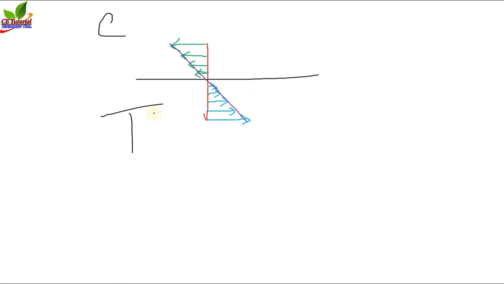Okay, now this bending stress diagram has two kinds of stress. One is compressive stress above the neutral axis, and the tensile stress below the neutral axis. And the shape of this compressive stress is nothing but triangular. Please keep in mind, the shape of this compressive stress is nothing but triangular.